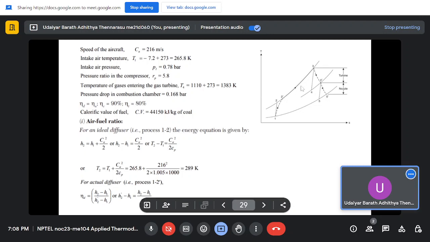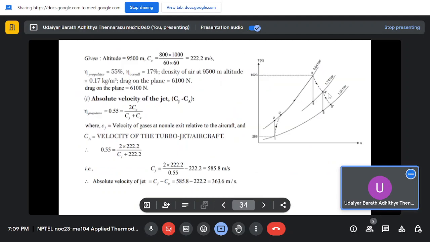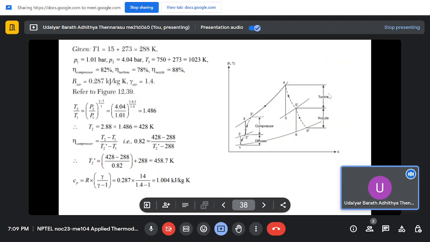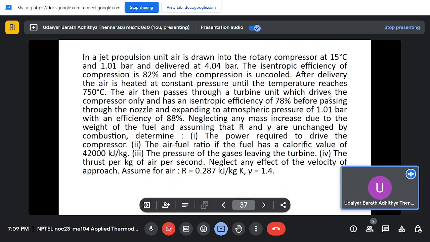After that, you are heating at constant pressure till 750 degrees Celsius to state 3. After 3, you are expanding in the turbine, which has some efficiency, so it follows 3 to 4 dash. After that, you are passing through the nozzle to the ambient pressure, so 4 dash to 5 dash, and the nozzle has some efficiency. That is the process followed. We'll see how to solve this.